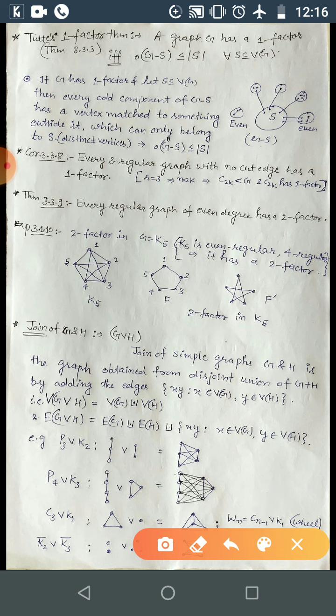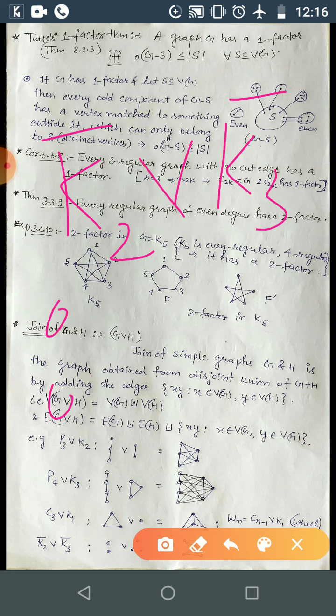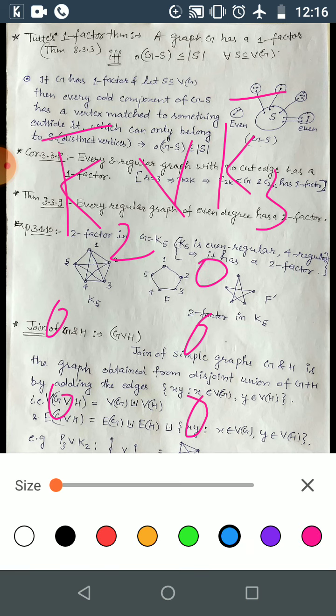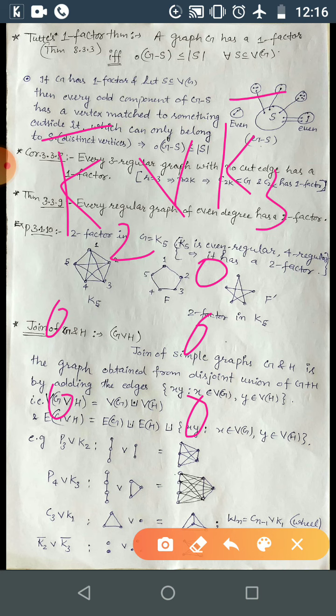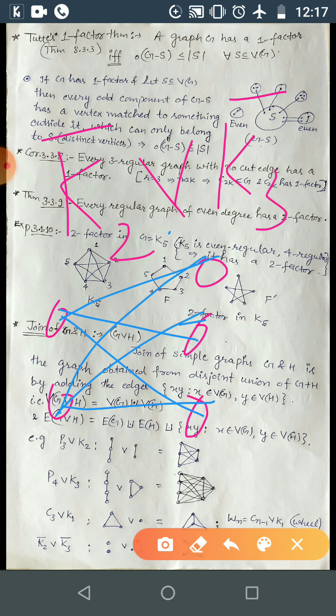And if you have a join of K2 complement with K3 complement, K2 complement has only 2 vertices, and K3 complement has only 3 vertices, then these are obviously subgraphs of the join, and there will be an edge from every vertex to every other vertex and vice versa, correct? So this is the graph we got, or you can just say this is the bipartite graph we have, correct? With one bipartite set having cardinality 2, another bipartite set having cardinality 3.